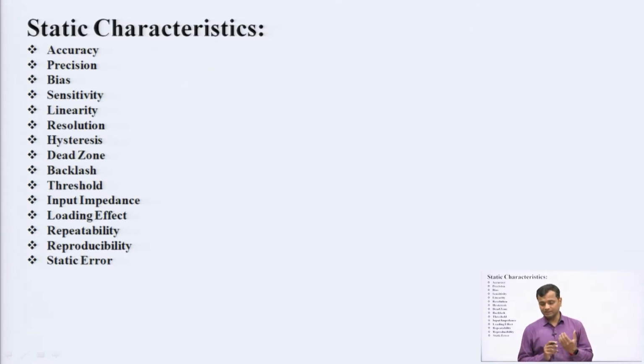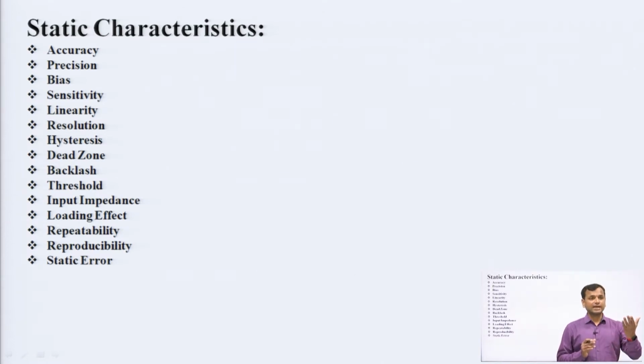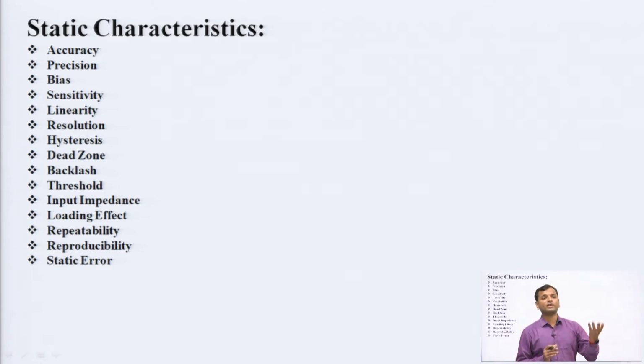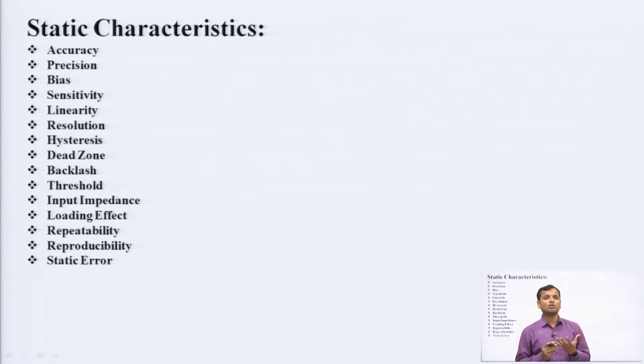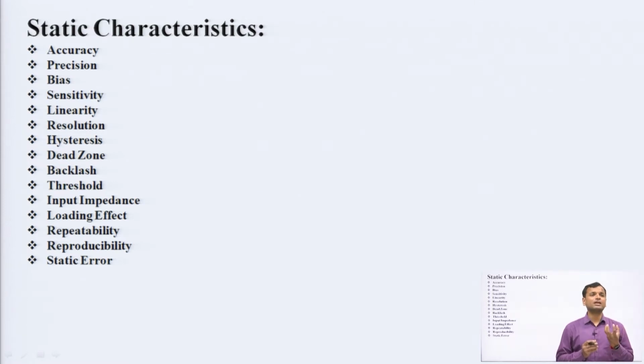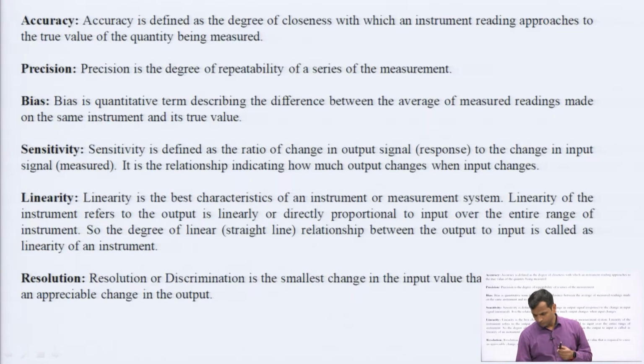Now, there are lots of static characteristics. These are accuracy, precision, bias, sensitivity, linearity, resolution, hysteresis, dead zone, backlash, threshold, input impedance, loading effect, repeatability, reproducibility, static error. So, these are the static characteristics of an instrument. In that, certain ones belong to the desirable characteristics which we want our instrument to possess, and certain ones belong to the undesirable characteristics which we do not want present in our instrument when we are going for measurement. Accuracy and precision are desirable characteristics, and hysteresis and dead zone are undesirable characteristics of an instrument.